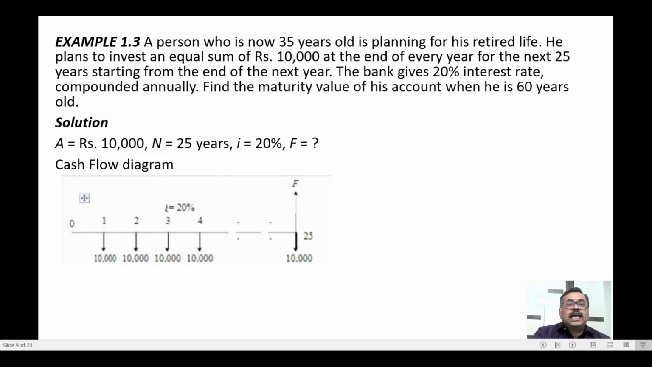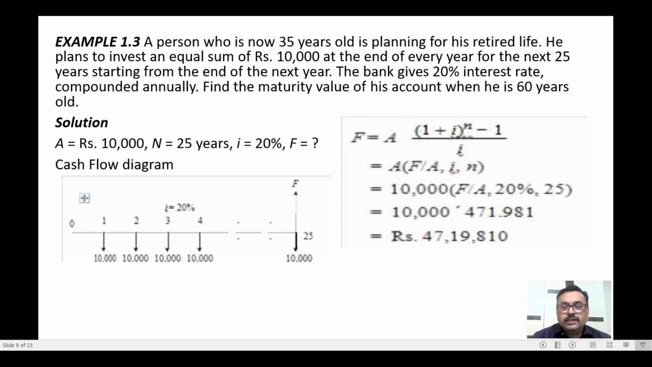Let us see the cash flow diagram for this. The cash flow diagram says 0th year he is not putting any amount. At the end of first year he is investing 10,000 rupees in the bank. For the next 25 years he is investing 10,000 rupees with an interest rate of 20%. What is the future amount that he is going to get?